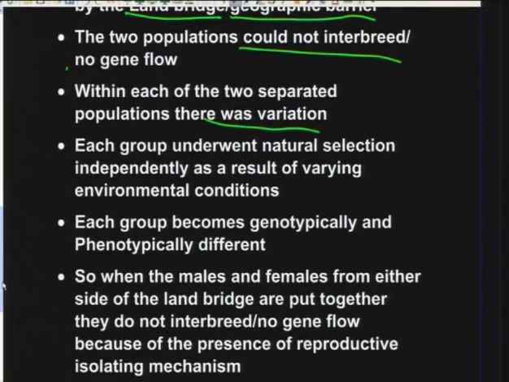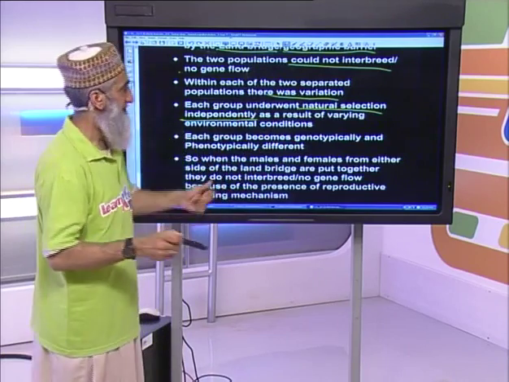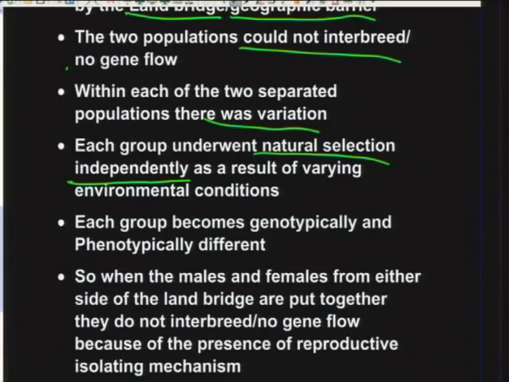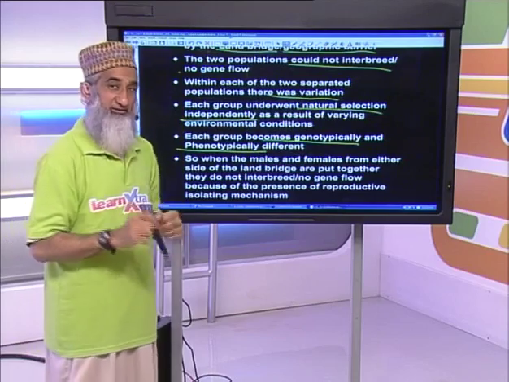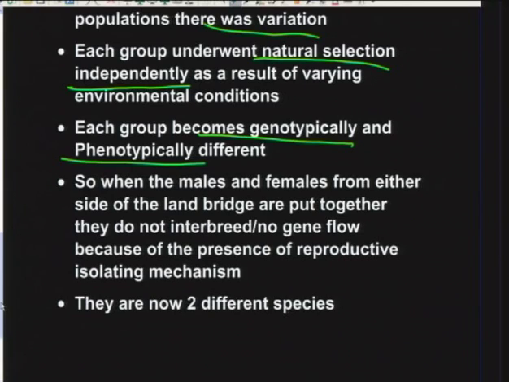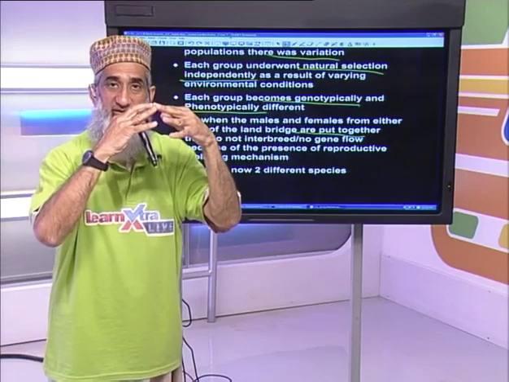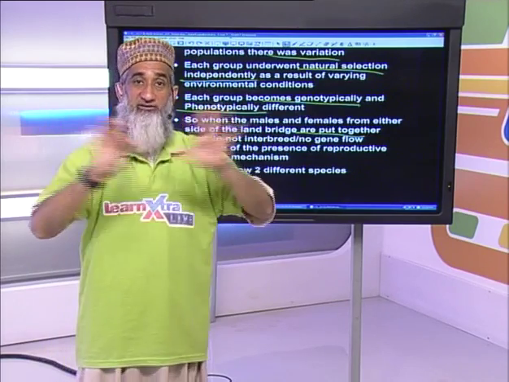Each group underwent natural selection independently. Why? Because the environment on either side of the bridge was different. Now what happens? Because of that, undergoing natural selection independently, they become genotypically different in their genes, and phenotypically their outward appearance becomes different from each other. So now, when the males and females from either side of the land bridge are put together, even if we take away this barrier now, so originally they were together, interbreeding. For some reason they got separated, can't interbreed.